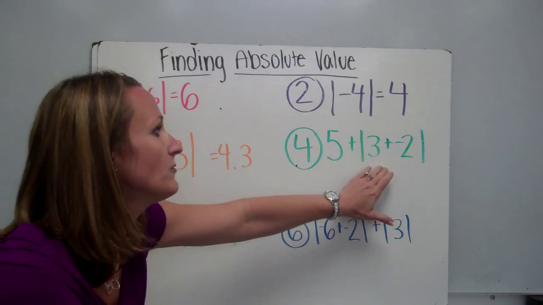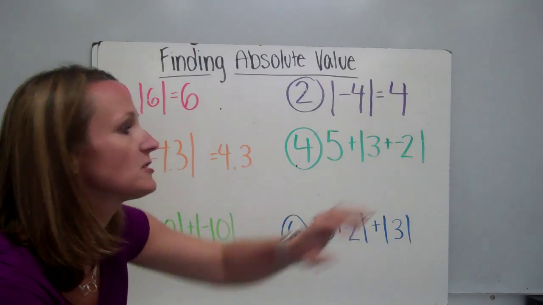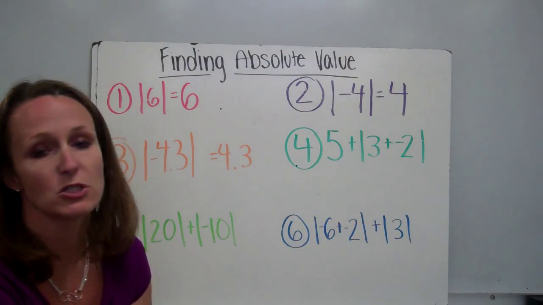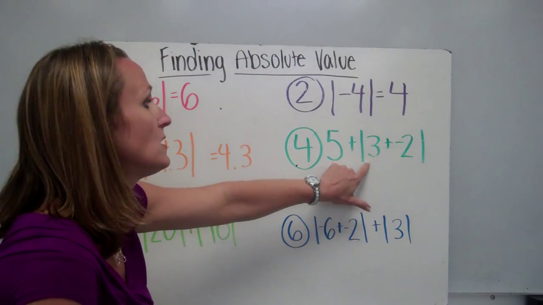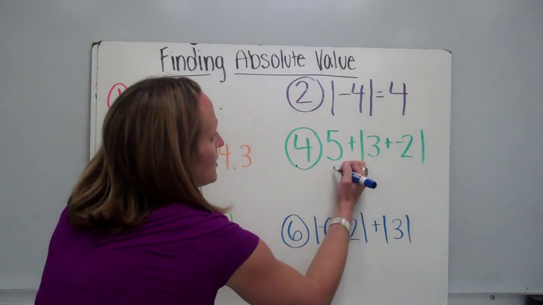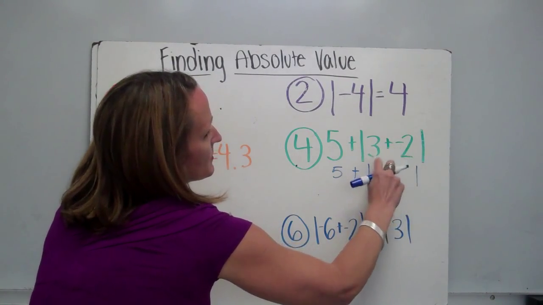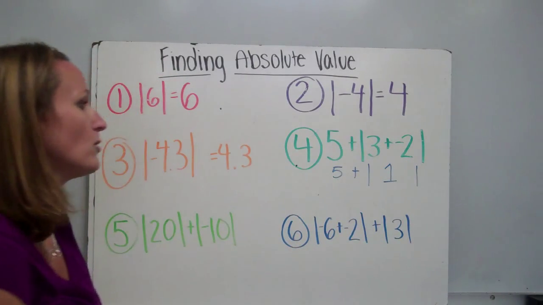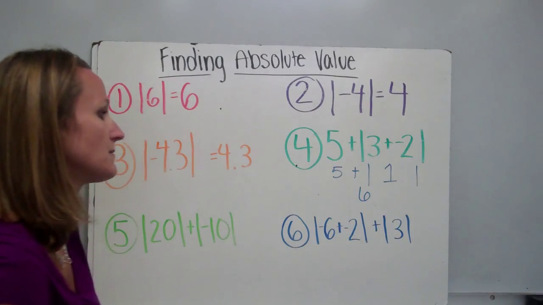Okay, let's keep going. What if we have some work to do in there? We have 5 plus the absolute value of 3 plus negative 2. So this absolute value symbol works a lot like parentheses, and we use order of operations. So we do 3 plus negative 2, which is 1. So now we're doing the absolute value of 1 plus 5. So your final answer here is going to be 6.